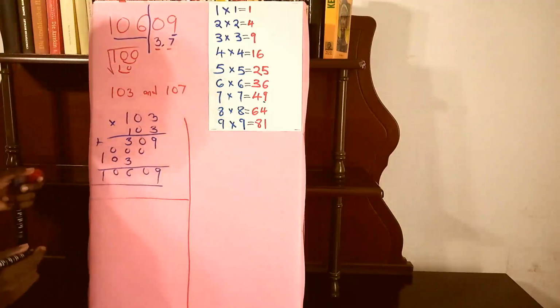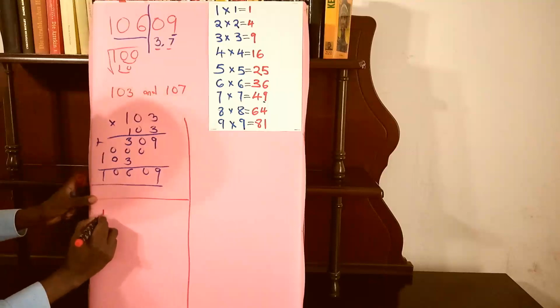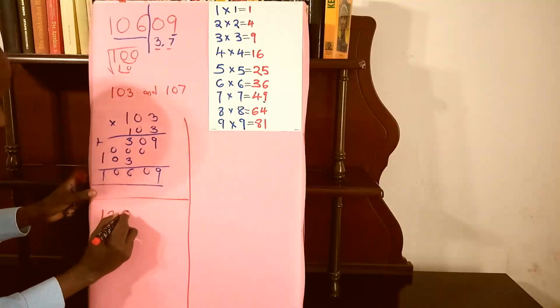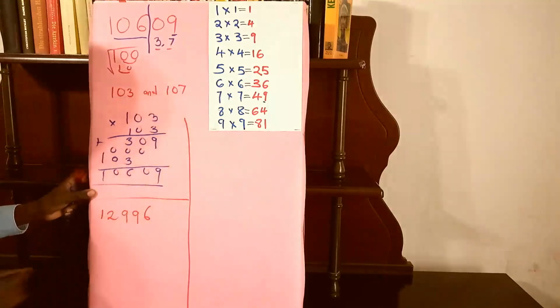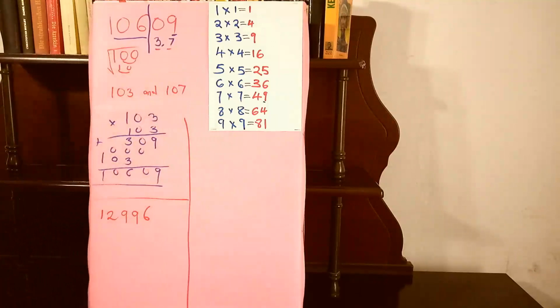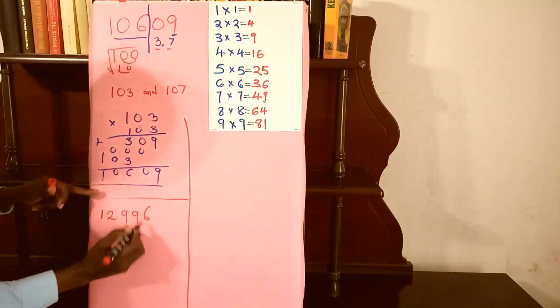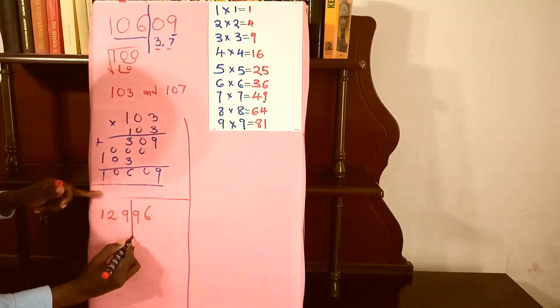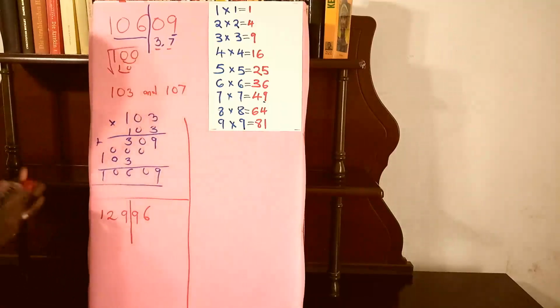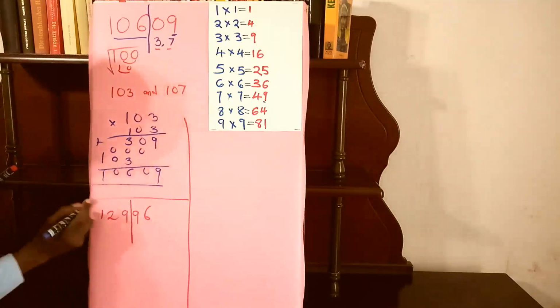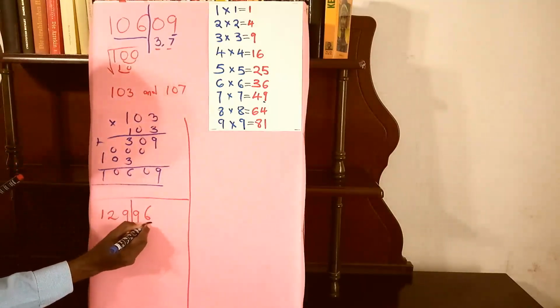Let us look at another example of a perfect square. We have a number like 12,996. We are going to do the same as we have done in the first example. We separate the 2 digits from the right-hand side. Then we emphasize the last digit. In our case here, our last digit is 6.